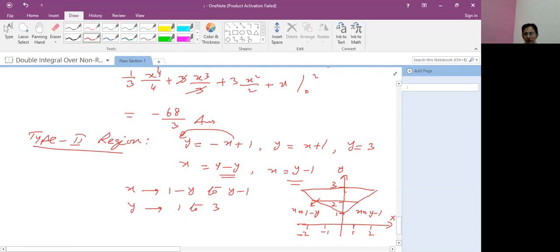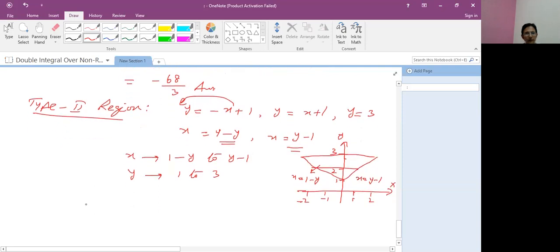So after we apply the condition and find the integral, what is a type 2 region? Again we apply here the type 2 region, considering the function 2x - y² dA, which equals the integral where the limit of x is in terms of y, 1 - y to y - 1, and the limit of y is constant, 1 to 3, and the function is 2x - y².